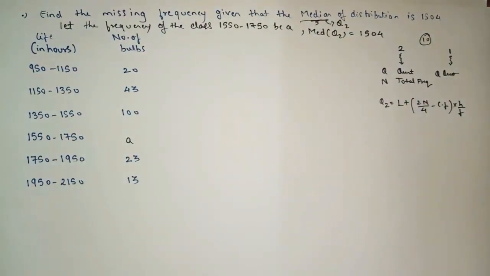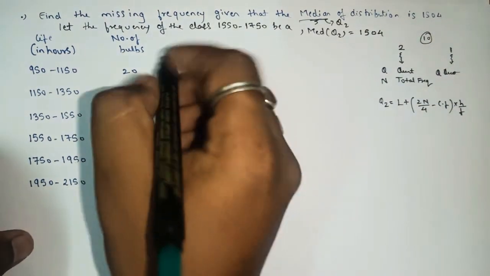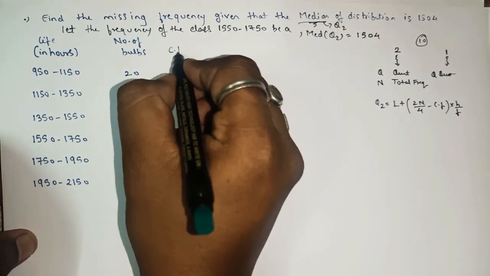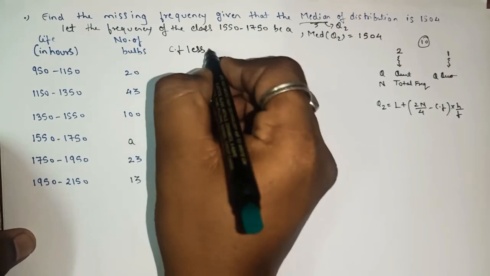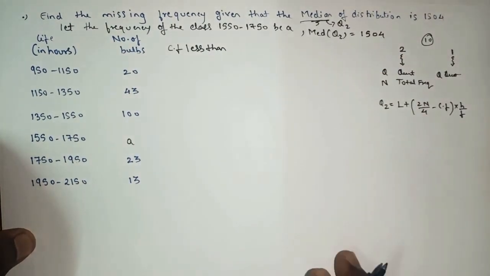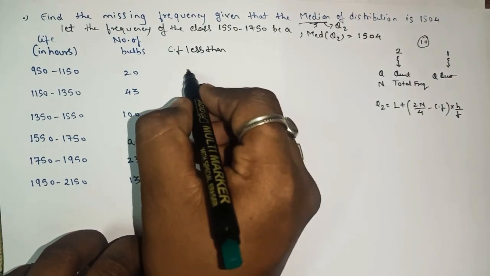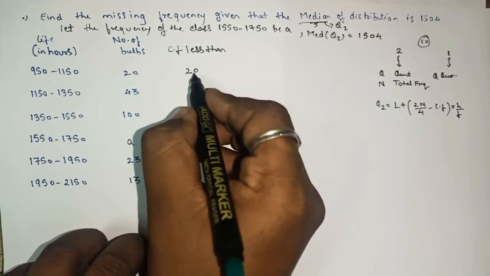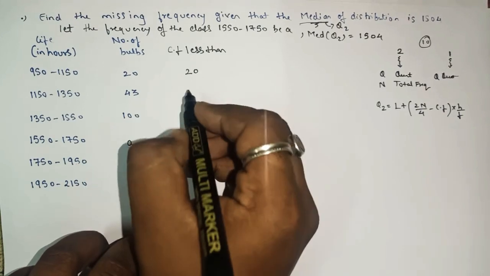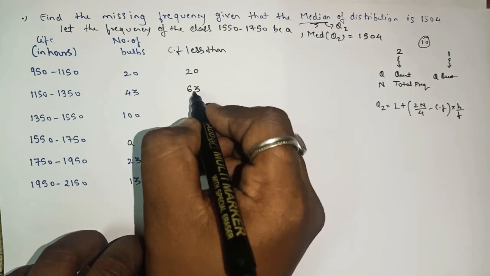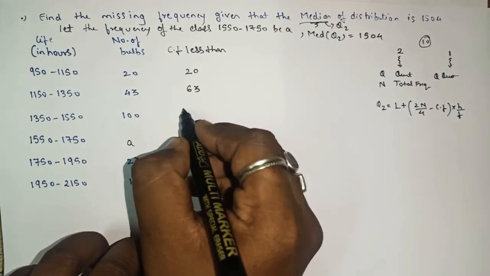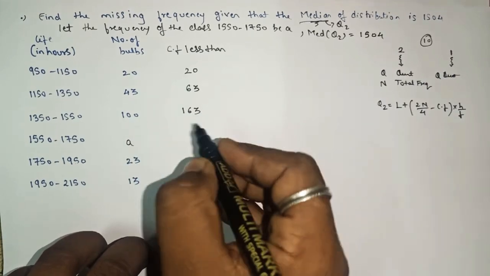Here we have the second column as the frequency, and we know that we have to find the cumulative frequency. So here we'll add one more column which is known as cumulative frequency less than, and we all know how to find the cumulative frequency. The first number you will write same as it is, yes or no? So 20 plus 43, it is 63. 63 plus 100, it is 163.